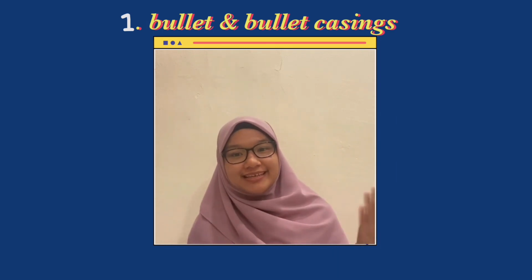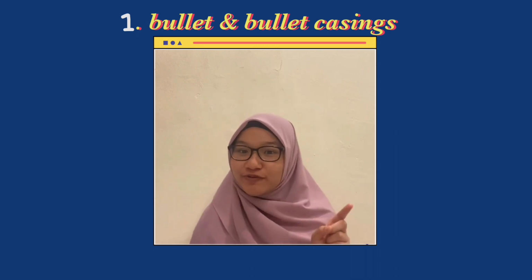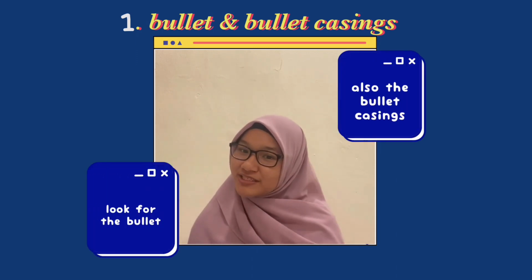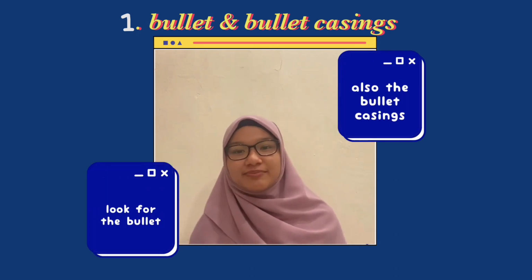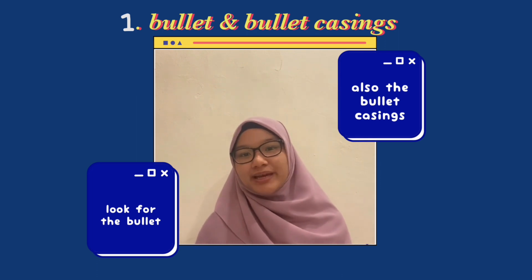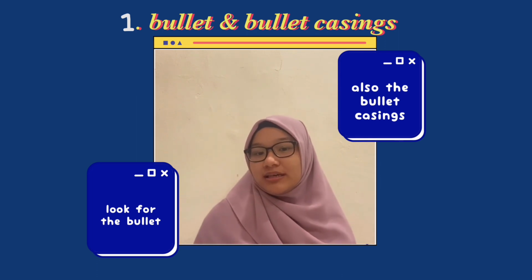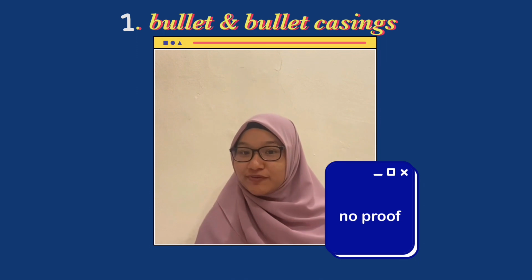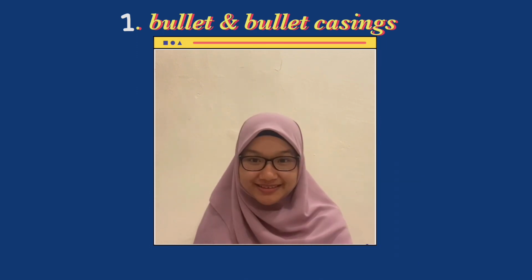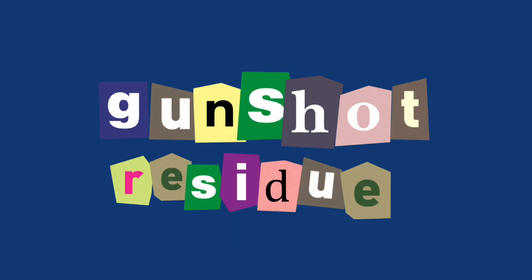So that is the important thing to note. You have to look for the bullet and the bullet casing, because if you don't have those, you can't bring or convict the suspect or perpetrator in court, because you don't have any proof that it's a ballistic crime scene. Second is gunshot residue.